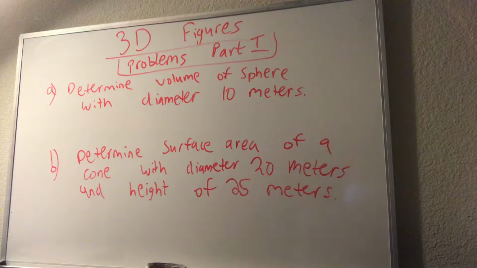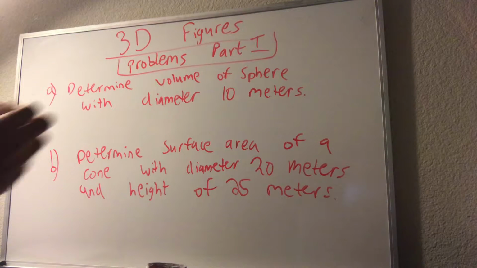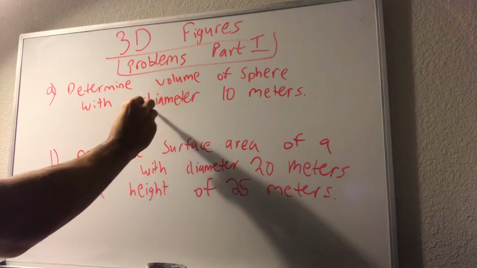So this is 3D figures problems part 1. Our first problem here, part A, states: determine the volume of a sphere with diameter 10 meters. This is quite a simple problem. We have no diagrams here, so we are given the diameter, and if we're given the diameter, we know that the radius here in this case is 5.